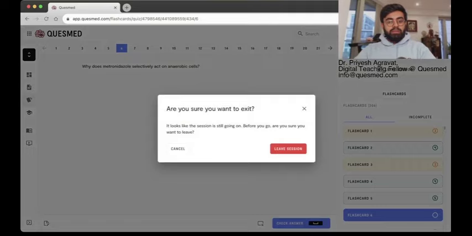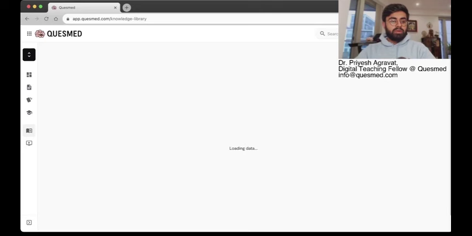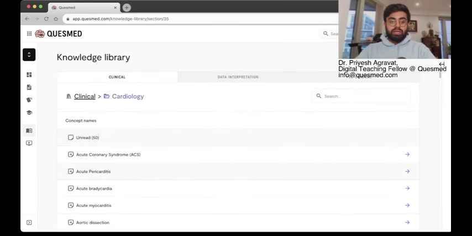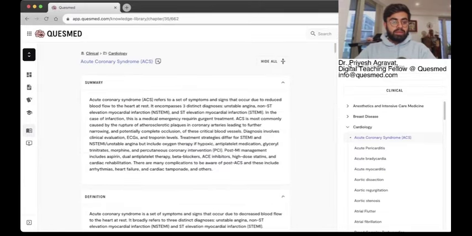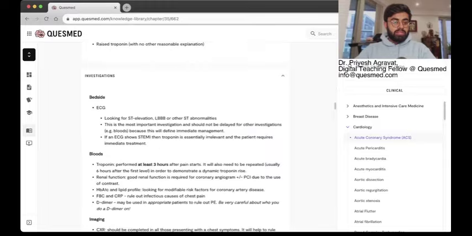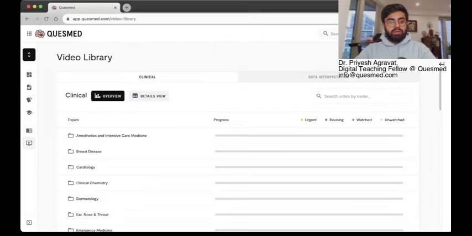We have mock tests on our platform as well, including prescribing assessments. And as mentioned, we have a detailed knowledge library, which is a textbook covering exactly what you need to know for your exam for each condition. For example, acute coronary syndrome, where we have a summary followed by all the important aspects of the condition, including references at the end. We also have videos which cover tutorials as well as lectures.